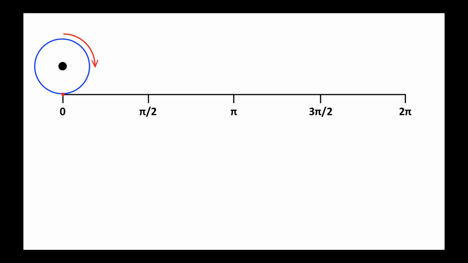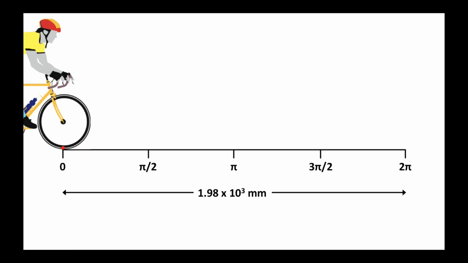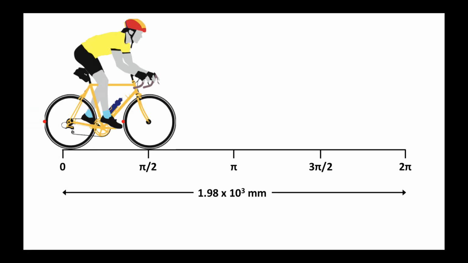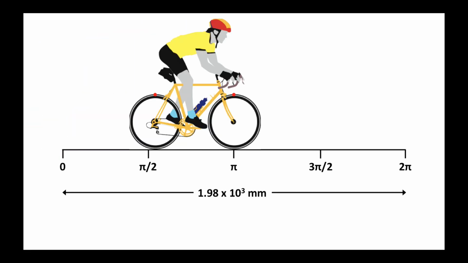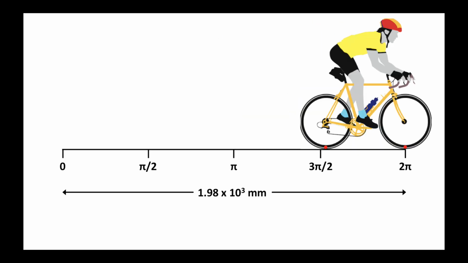So as the wheel rolls from that point to that point, the distance traversed will be 1.98 times 10 to the third millimeters. Similarly, let's roll the wheel and the bike together over that distance. We have rolled out 1.98 times 10 to the third millimeters at the same time that we have seen 2 pi radians of rotation of the wheels.